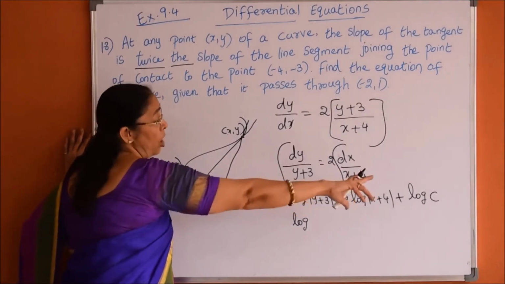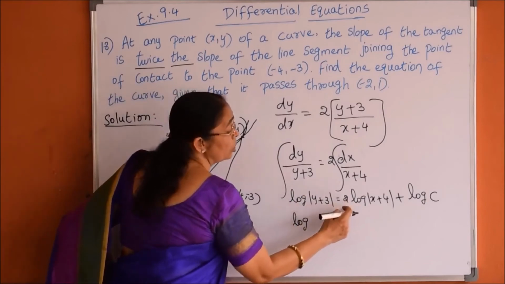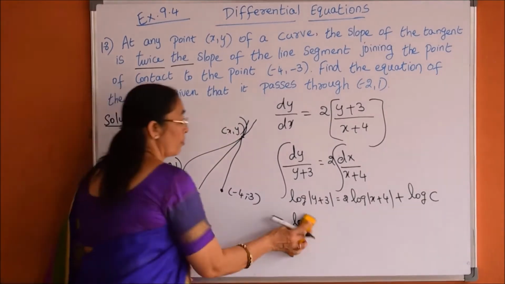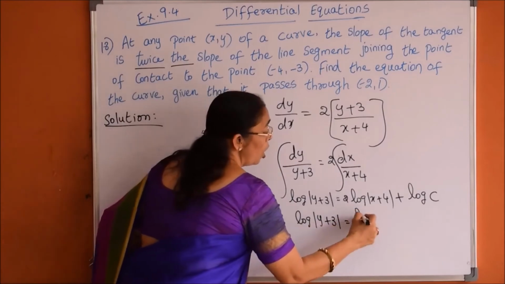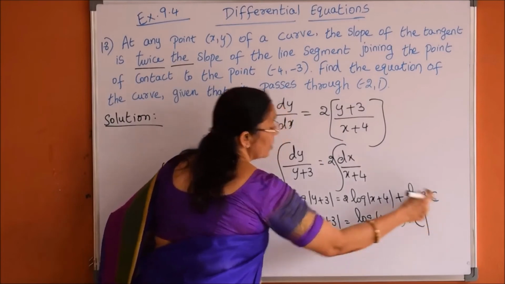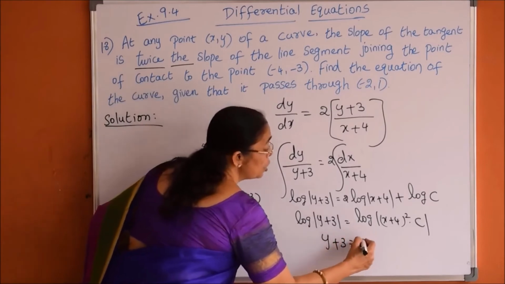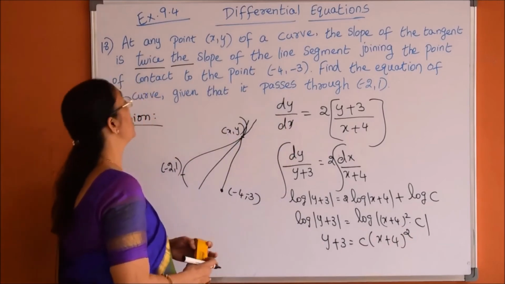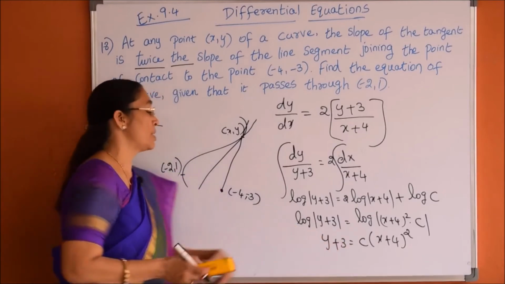So everything is in terms of log mod: log mod y plus 3 is equal to 2 log mod x plus 4 plus log c. Or I can write this one as log mod y plus 3 is equal to log of x plus 4 whole square into c, in log a plus log b form. So y plus 3 is equal to c into x plus 4 whole square. Now the c value can come plus or minus c, but plus or minus c can again be taken as one constant c.